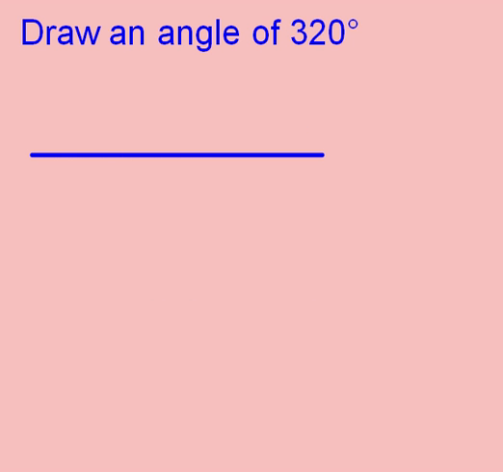I now want to draw an angle of 320 degrees. Because this is a reflex angle and is larger than 180 degrees, the first thing I'm going to do is split it into two parts. 320 degrees is 180 degrees plus 140 degrees. So first of all, I'm going to draw an angle of 180 degrees and then an angle of 140 degrees. To draw the 180 degree angle, all I need to do is extend the line.